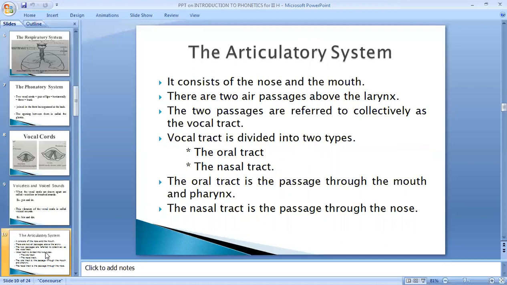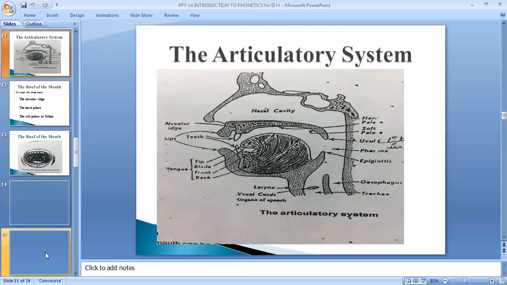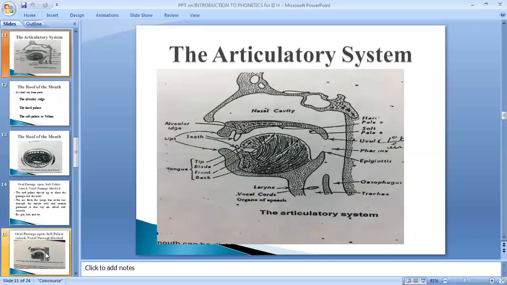Above the larynx, there are two air passages. They are the oral and nasal passages. The oral tract is the passage through the mouth and the pharynx. The nasal tract is the passage through the nose. How oral sounds and nasal sounds are produced, let us see.